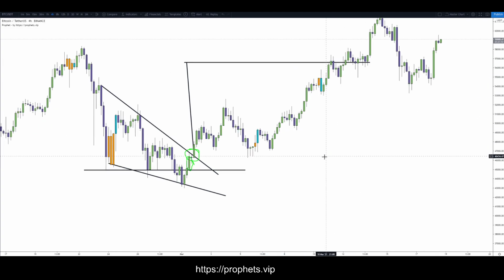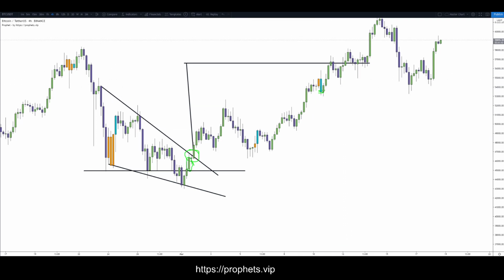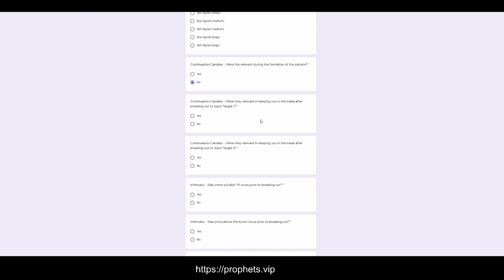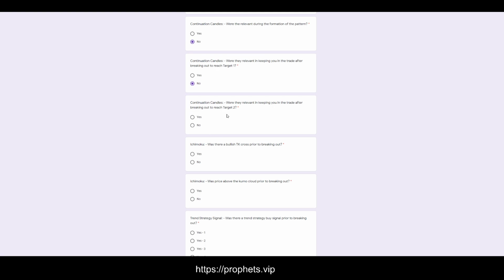Alright, so continuation candles, they didn't really help us, right? They would have told us to get out after that candle, especially after the SFP and the color change here. So we wouldn't have reached target 1 with the continuation candles as any form of assistance, so they weren't relevant, right? How about in target 2?